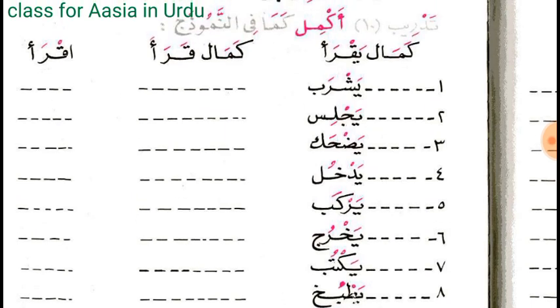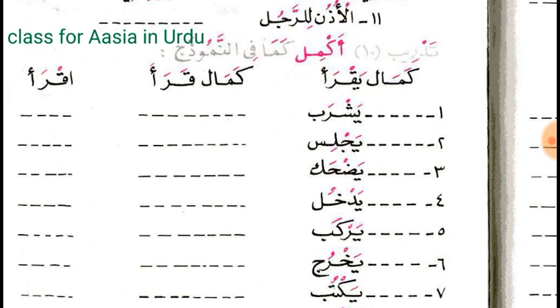Okay, so in the first column we have Kamal Yakrau, Kamal is reading, Kamal Yashrabu, Kamal is drinking, Kamal Yajlisu, Kamal is sitting, Kamal Yadhaku, Kamal is laughing, Kamal Yadkhulu, Kamal is entering, Kamal Yarkabu, Kamal is riding, Kamal Yakhruju, Kamal is going out, Kamal Yaktubu, Kamal is writing, Kamal Yatbukhu, Kamal is cooking, Kamal Yadfa'u, Kamal is paying, Kamal Yashkuru, Kamal is thanking.